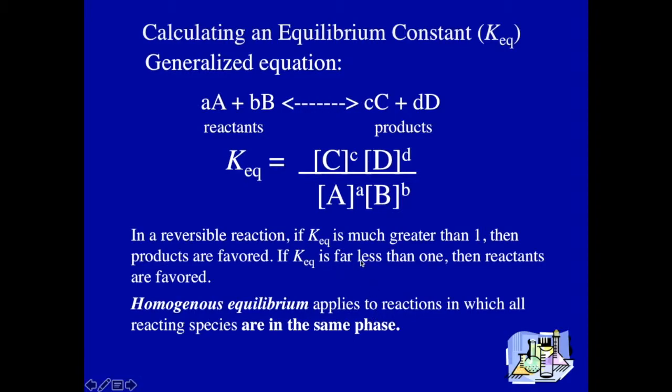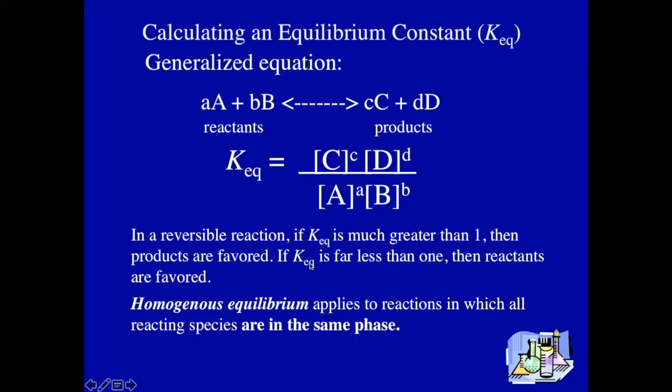Now, what you need to know about KEQ, my equilibrium constant: if it's far greater than 1, that would be my top. My concentration of products would be far higher than my concentration of reactants, which would mean I get a very big number, far larger than 1. If my concentration of reactants is way higher than my concentration of products, KEQ is going to be a very small number because I'm going to have a huge number down here and a small number up top.